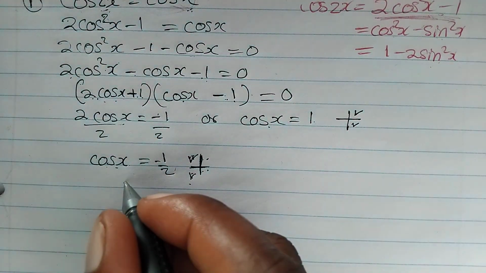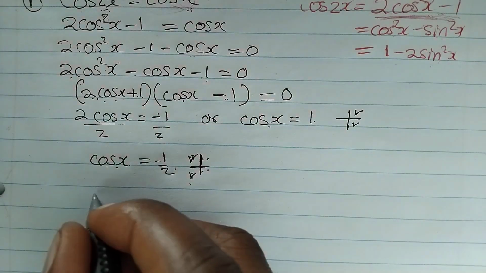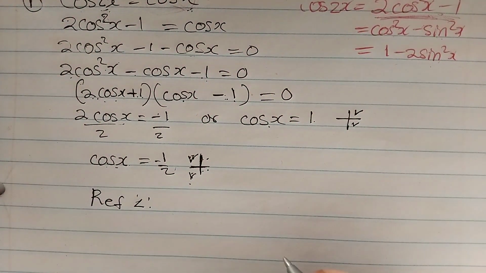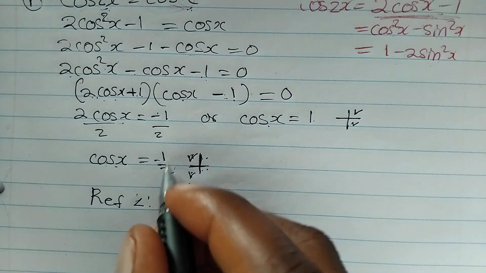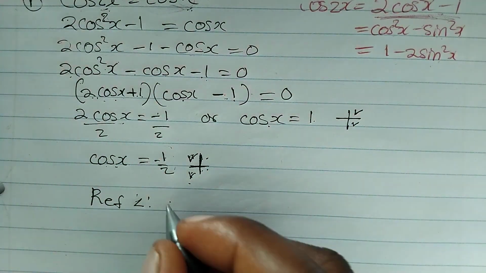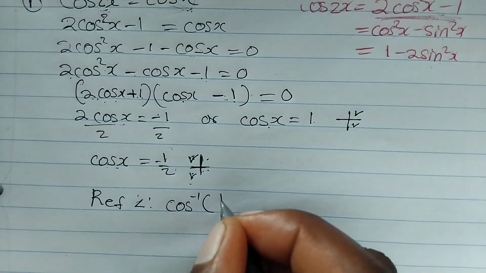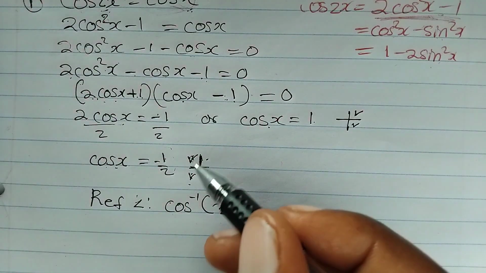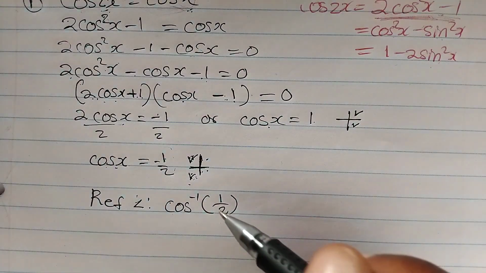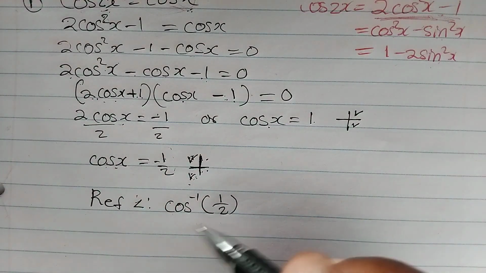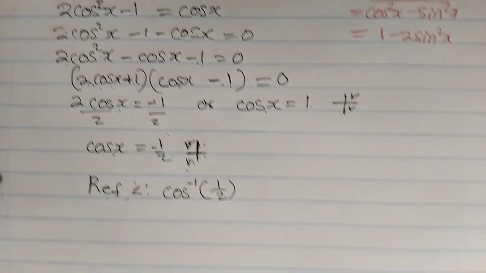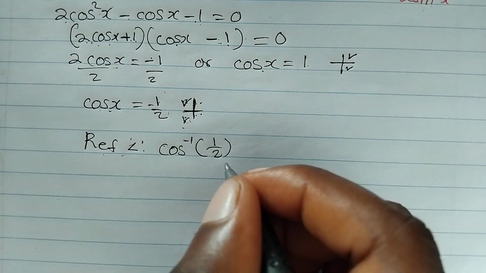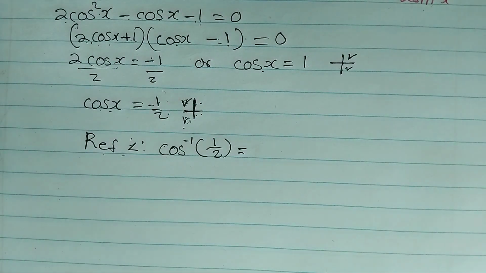So now let's solve this one. We firstly find the reference angle. So finding the reference angle now. For the reference angle, you say cos inverse of this number. This will be cos inverse of 1 over 2. The negative was helpful for us to get the quadrant in which cos is negative, but now we don't need it. We just want the reference angle now. So how do you find the reference angle in this case? You just plug it in your calculator. Let's see.